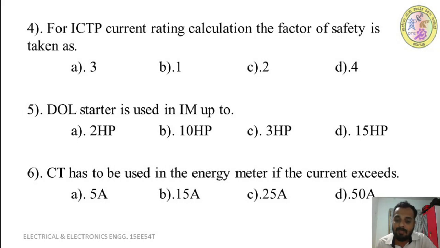As we have discussed, if the load current of a factory or workshop exceeds 50 ampere, then along with the energy meter you are using a current transformer, right? Then the energy meter comes with a multiplication factor, that is K we are taking, right? So if the load current of your factory exceeds 50 ampere, then you have to go for CT along with the energy meter. So for this question the answer is D 50 ampere.